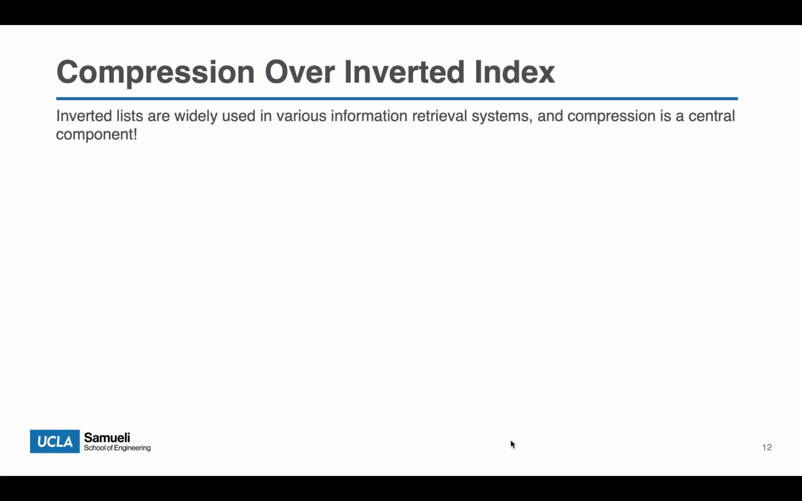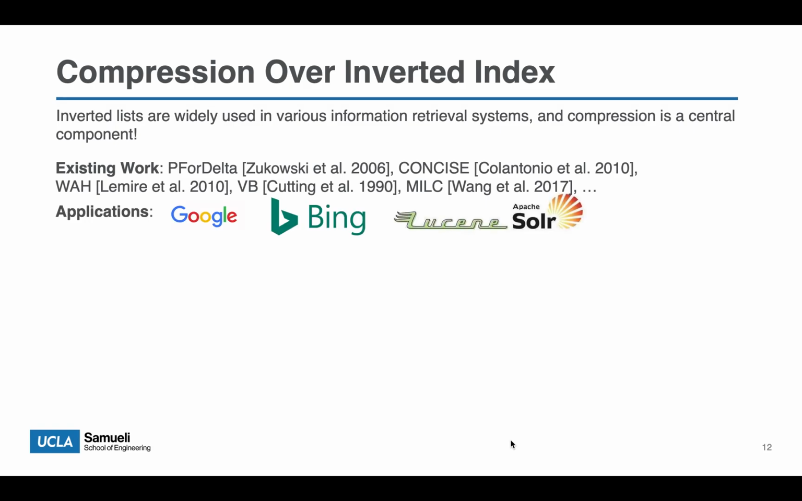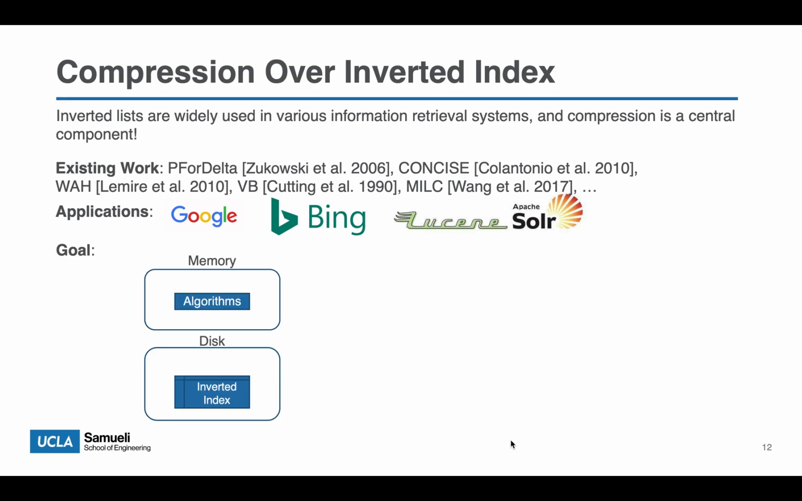Now, after building the inverted index, the compression of it is also important. So there are many existing works that focus on this. For example, PFor, Delta, Concise, WAH and its variations, VB, and MILC, etc. And applications that deploy compressed inverted indexes include Google, Bing, and Apache Solr. So what's the goal for this compression then? Let's take this as an example.